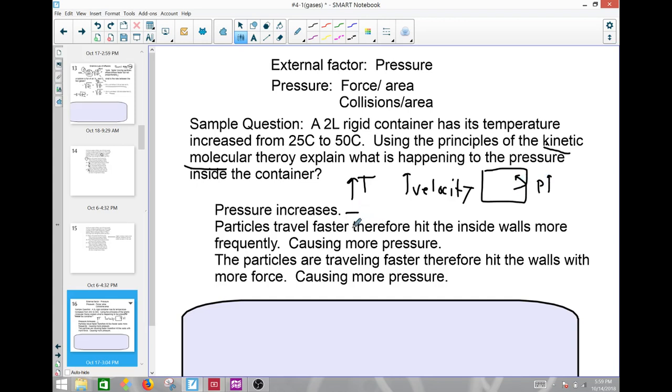Pressure increases. Particles travel faster, therefore hit the walls more frequently, causing more pressure. The particles are traveling faster, therefore hit the walls with more force, causing more pressure. There's two different units here. You want to make sure you understand both of them. Not only do we have more collisions, but the particles are traveling faster, so when they do hit, they actually produce a greater force as well.